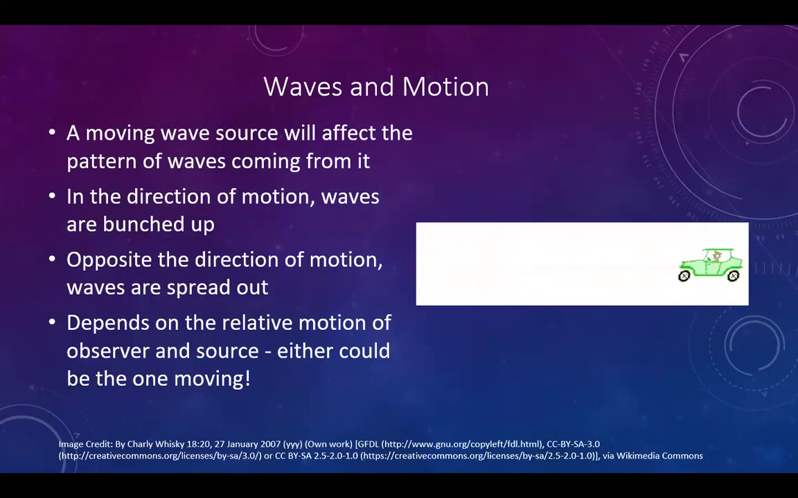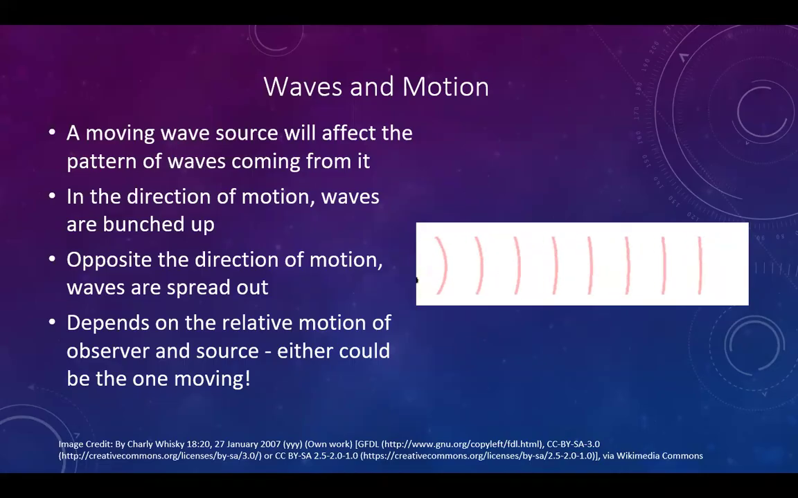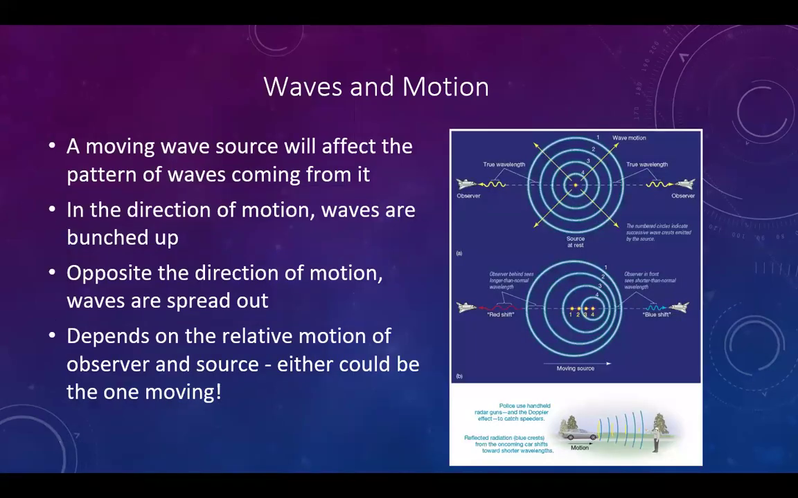So a moving source will affect the pattern of waves that come from it. In the front, waves get bunched up. Behind, they're spread out, as you can see in this little animation. And it depends on the relative motion of the 2 objects. Either the object could be moving or the observer could be moving. But here, if we have an object that is moving away from you, you'll get what's called a red shift, where the wavelengths get longer. And if it's moving towards you, you'll get a blue shift, where the wavelengths get shorter.